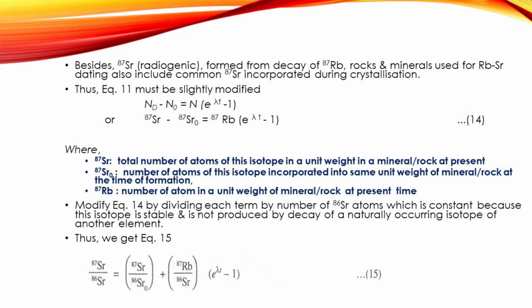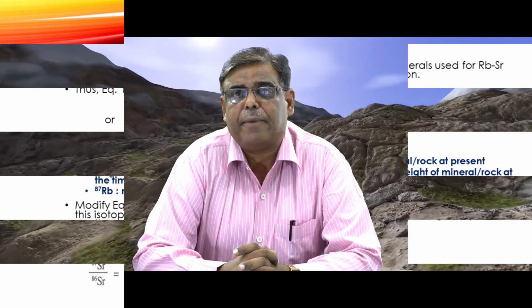And now we can modify equation 14 by dividing each term by the number of strontium-86 atoms, which is constant because this isotope is stable and not produced by the decay of a naturally occurring isotope of another element. And thus we can get equation 15. Now equation 15 is clearly an equation of a straight line of the type y equals mx plus b, where y and x represent the axes, while m represents slope and b represents intercept. Equation 15 can also be solved for time, that is, we can calculate the age by using equation 16.